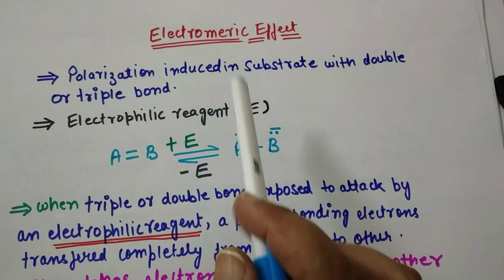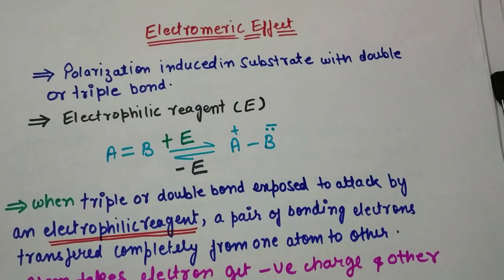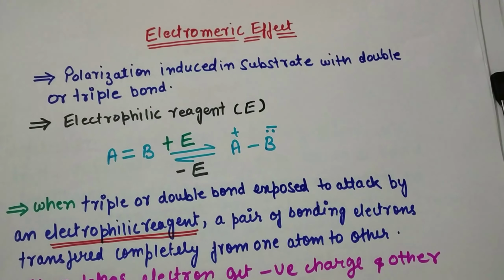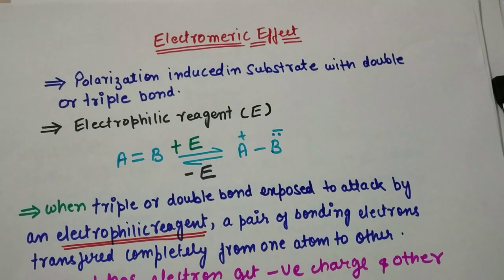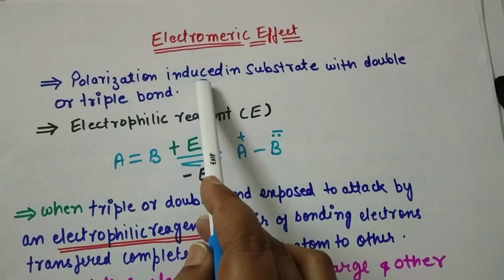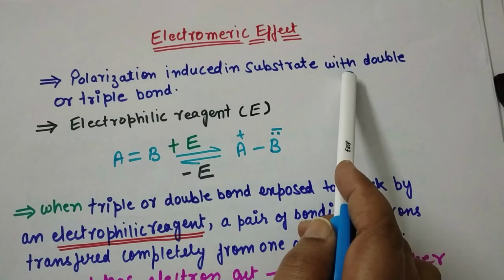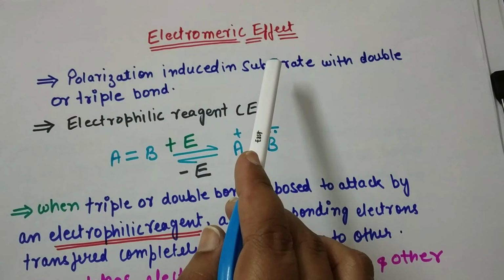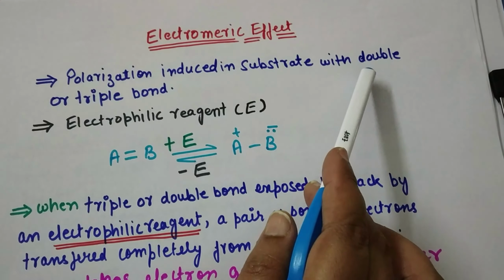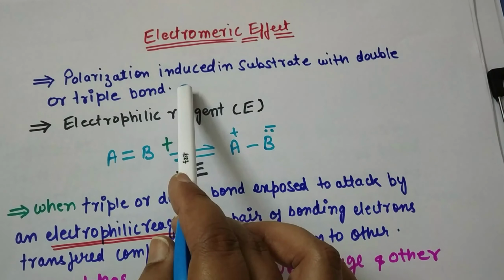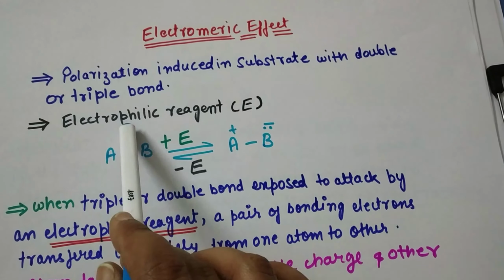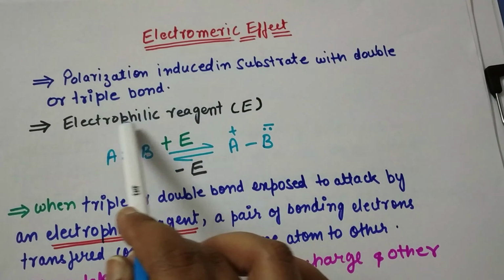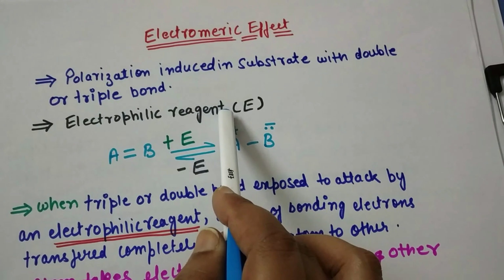Electromeric effect. Before discussing the electromeric effect and its definition, we should know certain important points. Here, the polarization is induced in the substrate with a double or triple bond. Means this electromeric effect is shown in compounds having a double or triple bond. Next is the electrophilic reagent. The presence of an electrophilic reagent will only initiate the electromeric effect.